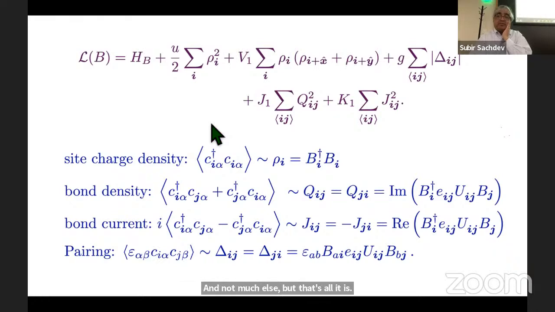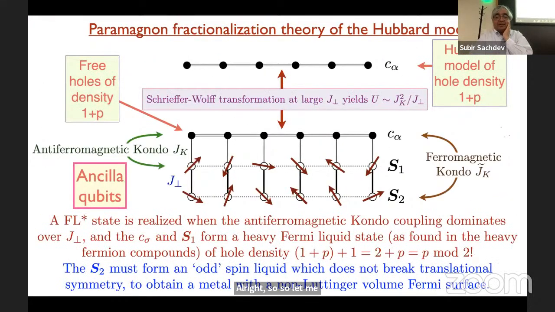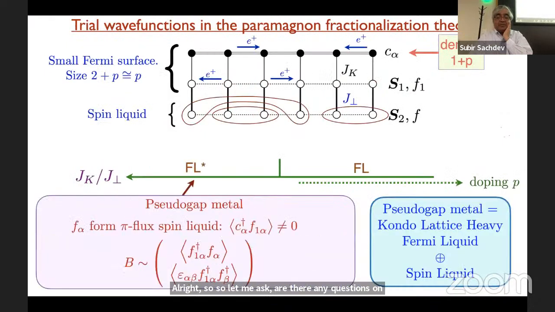Go ahead, somebody had a question. All right, so let me ask, are there any questions on this picture of the pseudogap here? This is the final theory of the pseudogap metal, where you do have a spin liquid, and I believe the most likely candidate for this spin liquid is the pi-flux phase, which is just the dual of the CP1 model. That seems to be what's seen in all the numerics when you frustrate the square lattice antiferromagnet. And we are now arguing it also seems to give you exactly the right phases that you want at low temperature.